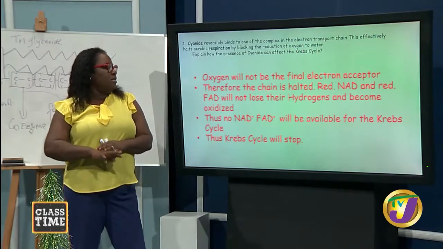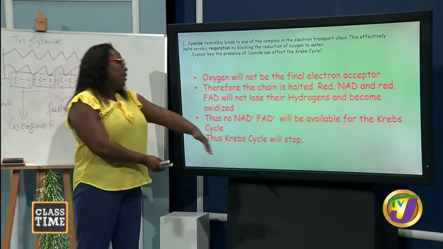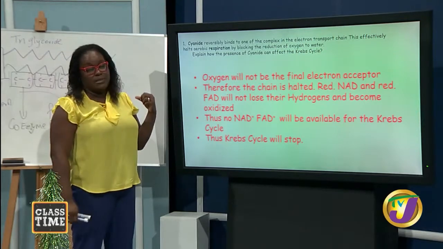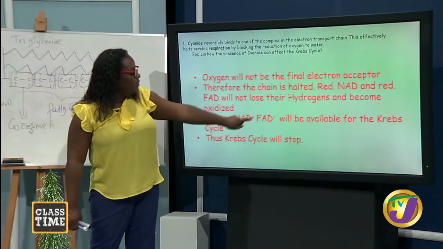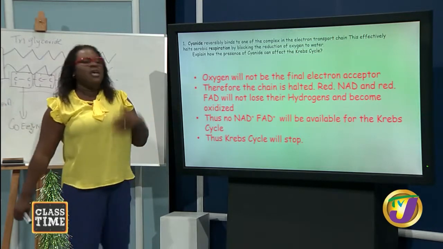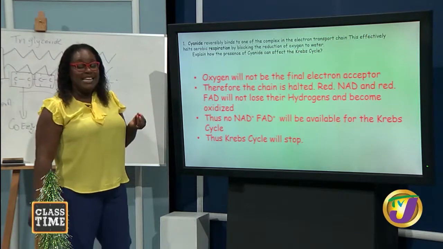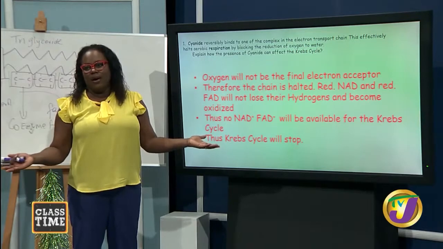So cyanide has basically stopped respiration right at the end, and therefore it backs up everything else, including Krebs cycle, because Krebs cycle requires FAD plus and NAD plus for it to make reduced FAD and reduced NAD. And if they are not available, then Krebs cycle cannot go either.